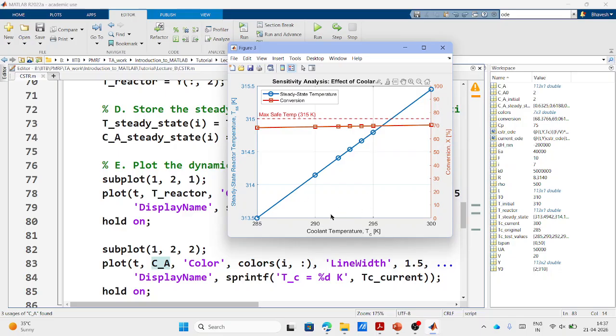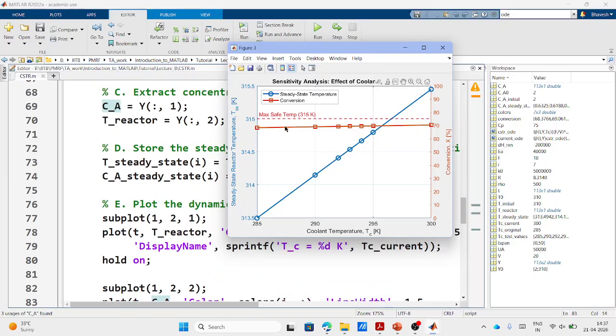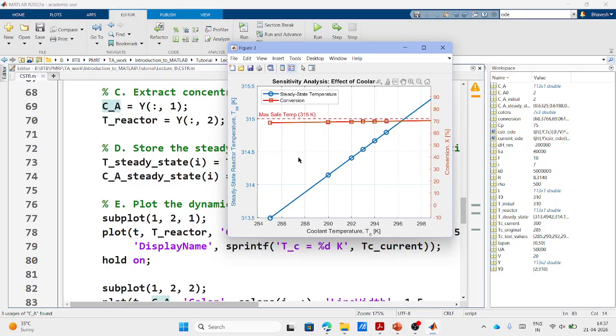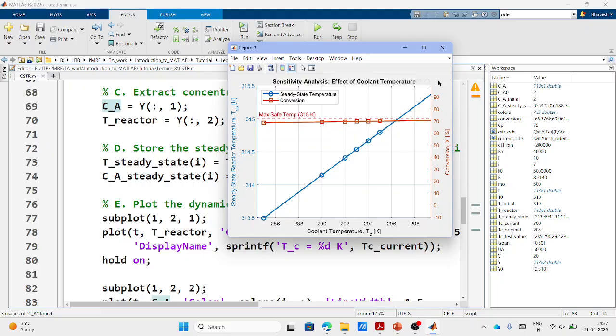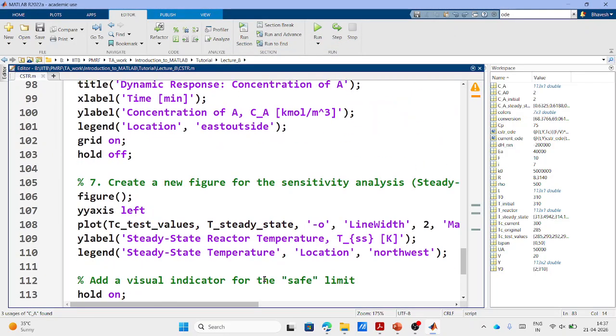So what I'm finding is, since it's a first order reaction and a very fast reaction, with the K0 value much higher, you can see that regardless of changing the Tc value, my conversion is not getting affected too much, right? It's close to 70% conversion only. My steady state temperature though is increasing much faster because of the exothermicity of the reaction, but the conversion is not yet affected too much. Okay, so that is the information that I can infer, right?